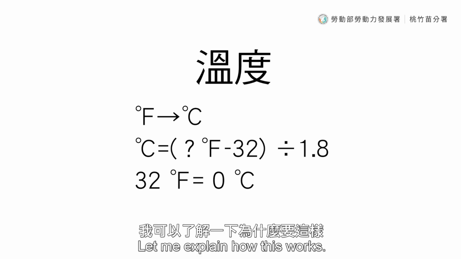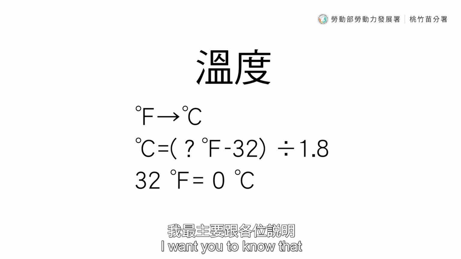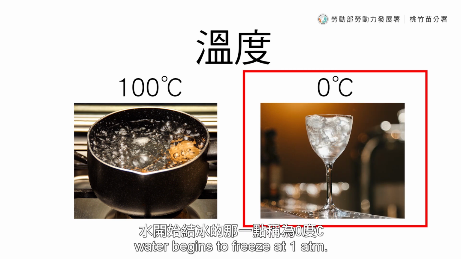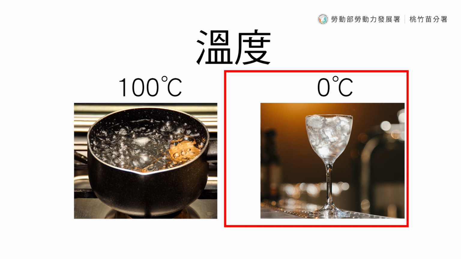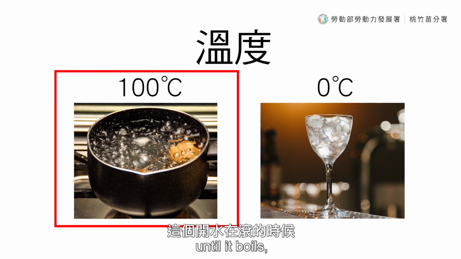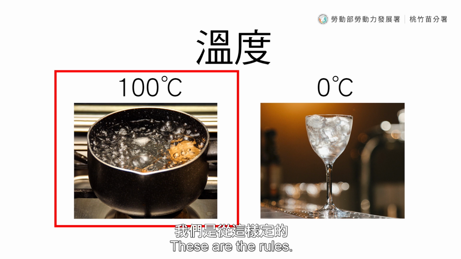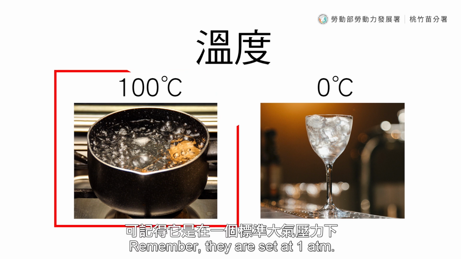Let me explain how this works. I want you to know that 0 degrees Celsius is the temperature at which water begins to freeze at 1 atm. When we heat the water until it boils, the boiling temperature is 100 degrees Celsius. These are the rules. Remember, they are set at 1 atm.